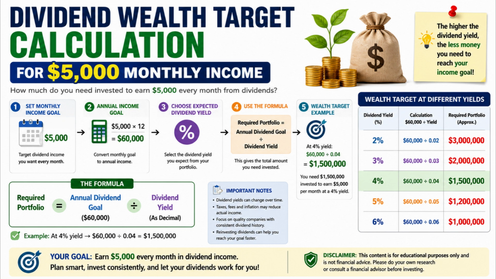For instance, at a 2% yield, you would need about $3 million invested. At a 3% yield, you would need around $2 million. At a 4% yield, the target is about $1,500,000. At a 5% yield, it drops to roughly $1,200,000. And at a 6% yield, you would need about $1 million. So, the higher the dividend yield, the lower the amount of money needed to reach the same income goal.